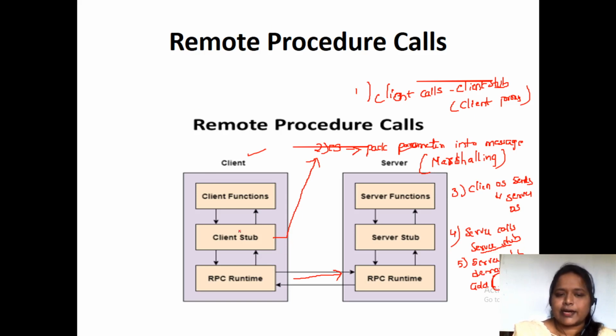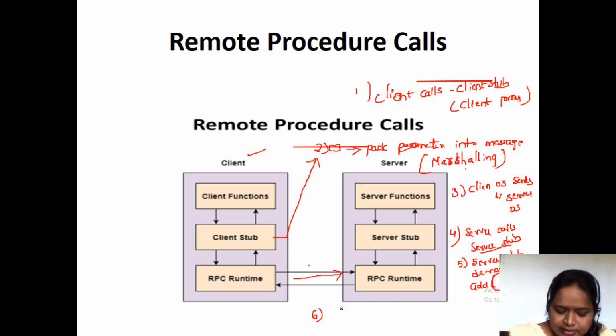So here the client stub has done the process of marshalling. So what do you mean by marshalling? In the sense packing the parameters into a message. So that we call it marshalling. And after that, the client operating system sends the message to the server operating system. When this message has been sent to the server, the server is going to call the server stub, and that server stub is going to demarshal, it is going to unpack the message.